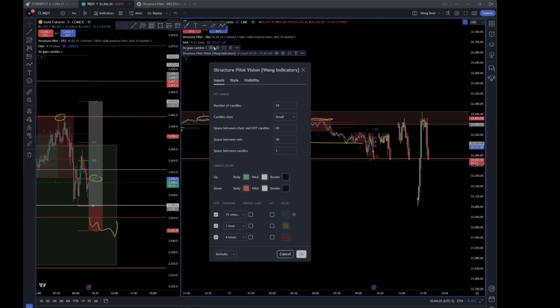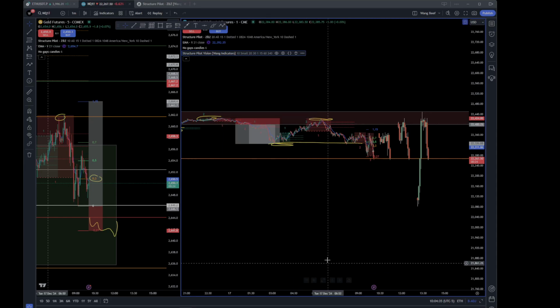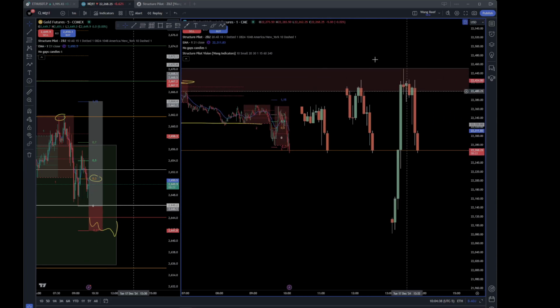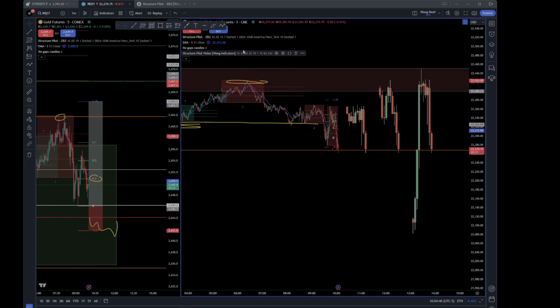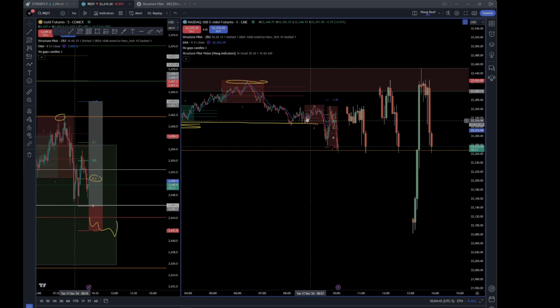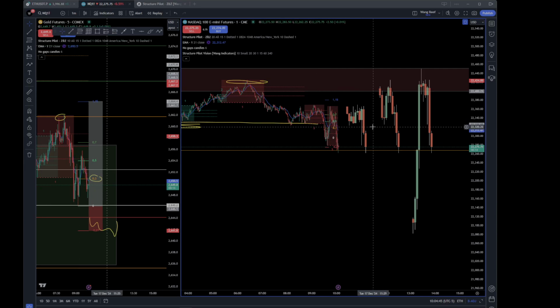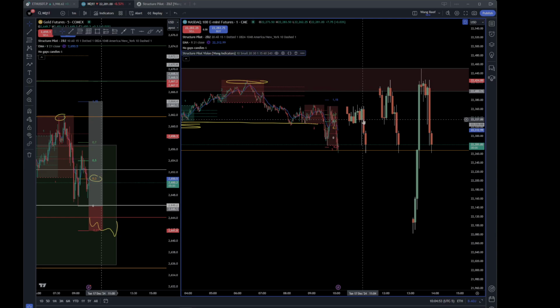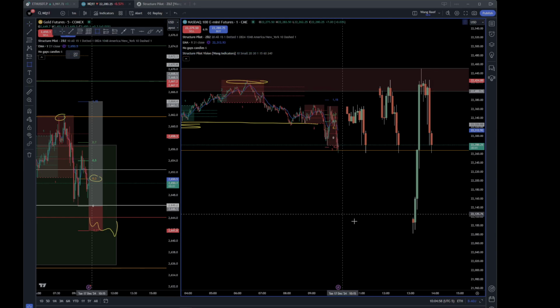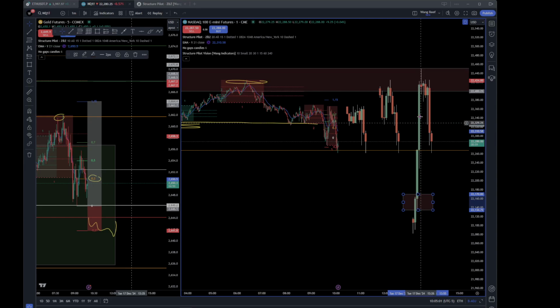So the Structure Pilot in itself is meant to be the Structure Pilot ZigZag and the Structure Pilot Vision. Both of them work in tandem, right? So the Vision will give you an idea of what's going on. The thing you're seeing on the lower time frame, right there on the left, will be plotted with the higher time frame candle on the right, which will give you an idea of where you can profit from price.